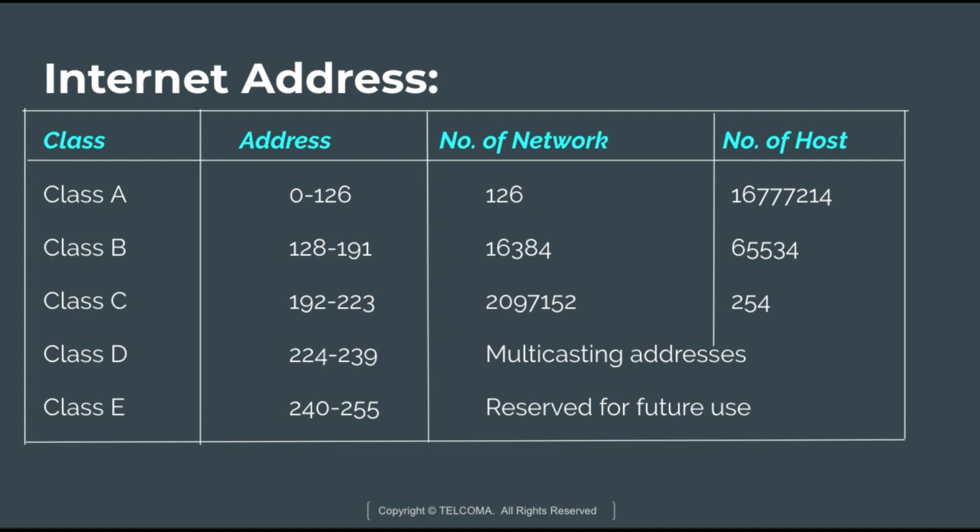Here you can see that in class D, the range is from 224 to 239, and these are multicasting addresses. In class E, the addresses are from 240 to 255, and it is reserved for future use. So these are the different classes, and the ranges are from 0 to 255 in total.